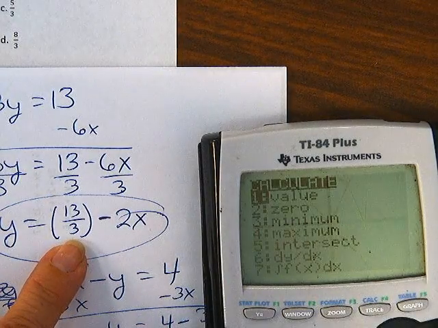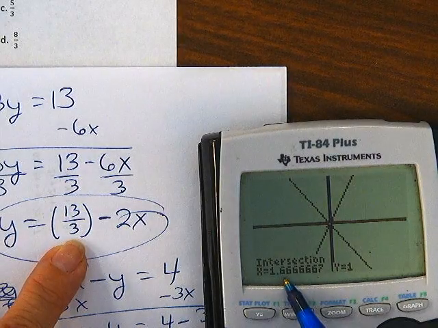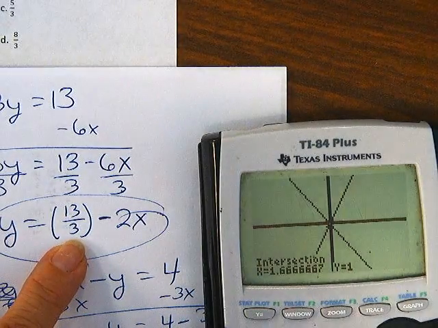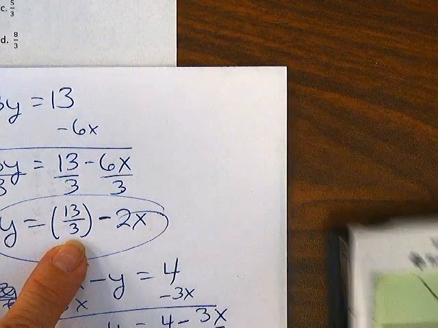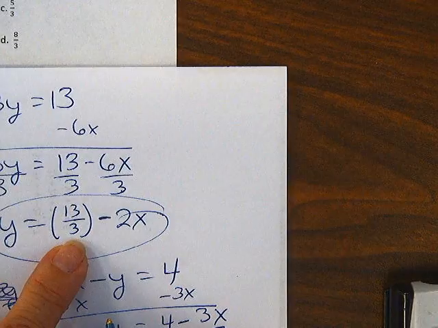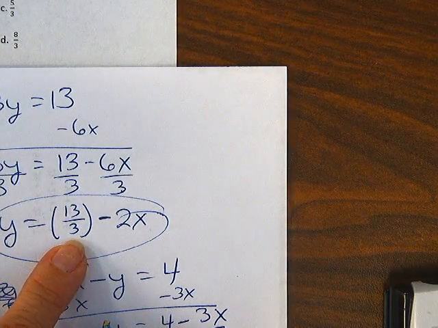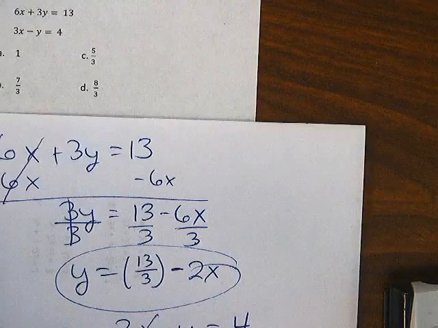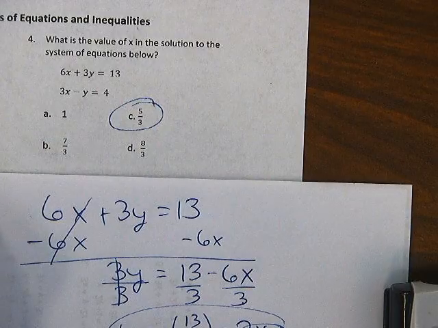So second trace, option 5, enter, enter, enter. 1.66666667. Again, we need to exit out of here and find out what the fraction equivalent is. I'm going to go ahead and tell you the equivalent of that is 5/3. Do we have that as an option choice? Yes. So question 4, the answer is C.